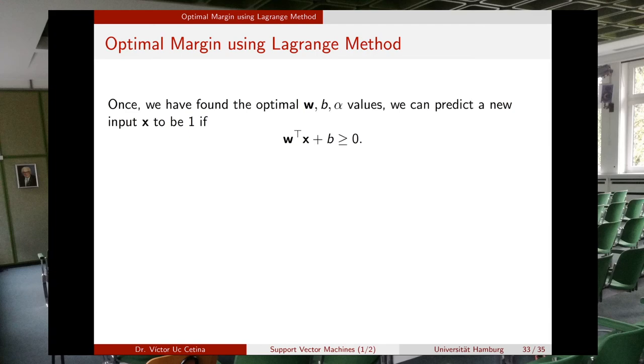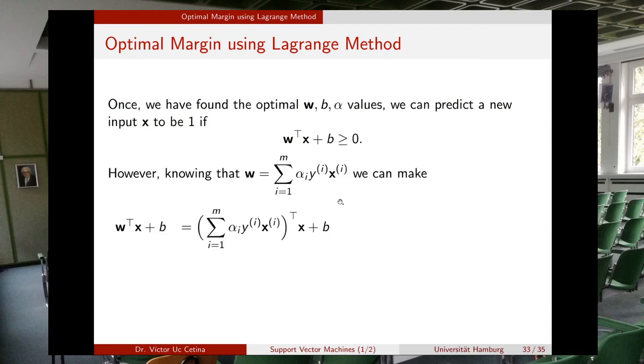So suppose that we have already computed w, b, and alpha. Then to evaluate a new point and to classify it, we need to evaluate this and see if the result is larger than zero. But remember that we got an expression where we can compute w as the sum of these products for every point in our data set. This expression can be replaced in the original model by doing this. And here we can see that we get our dot product of x, and we always have alpha times y times the product, plus b.